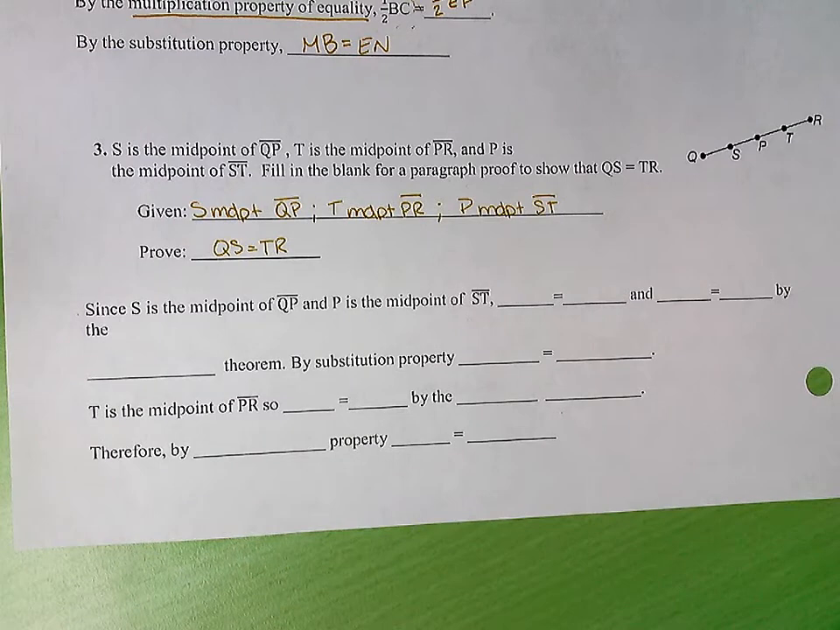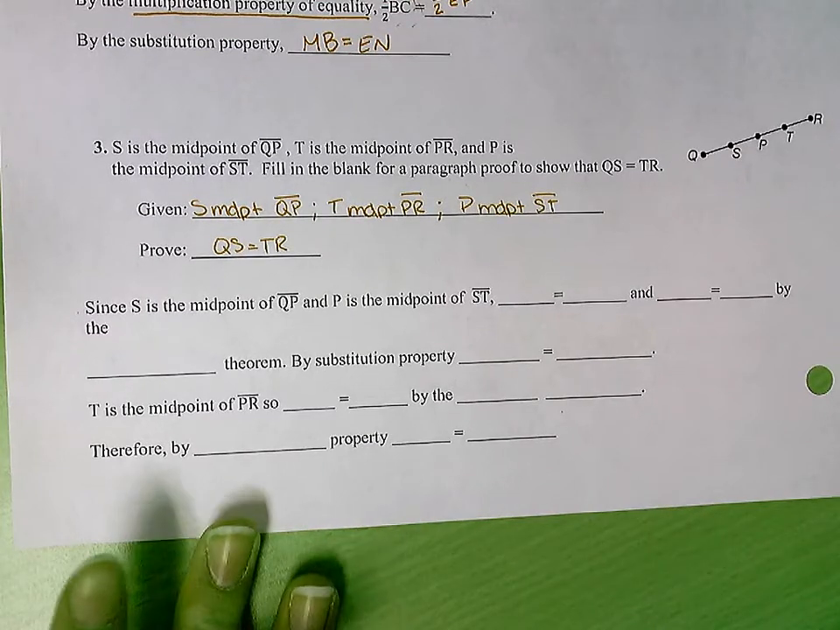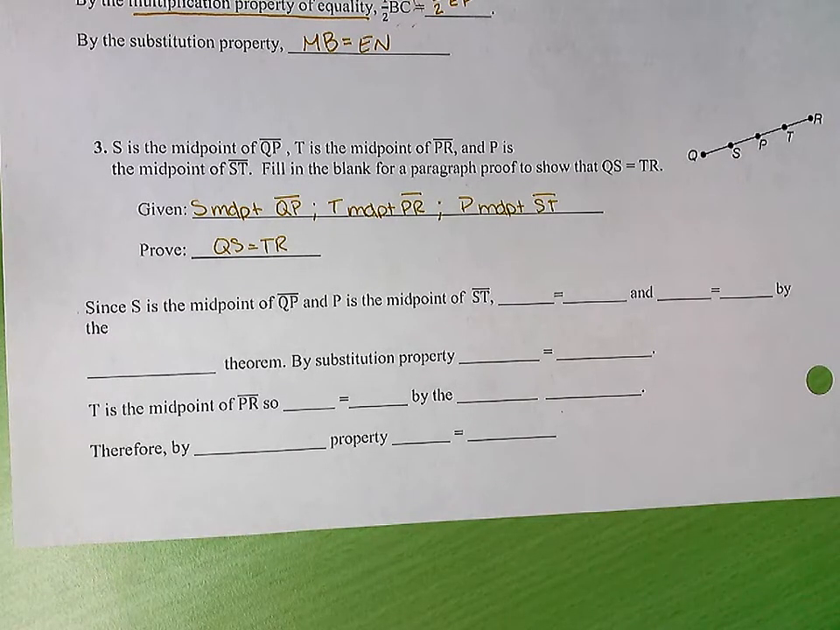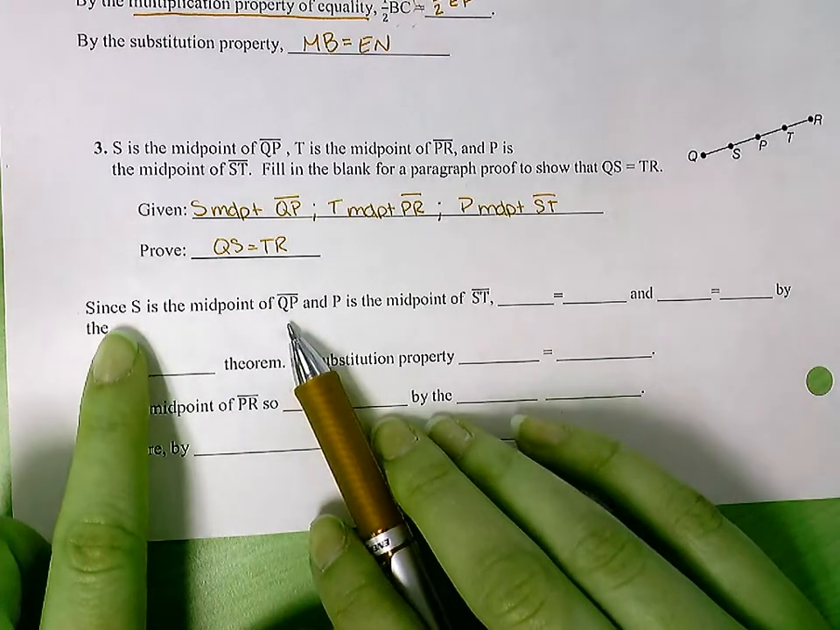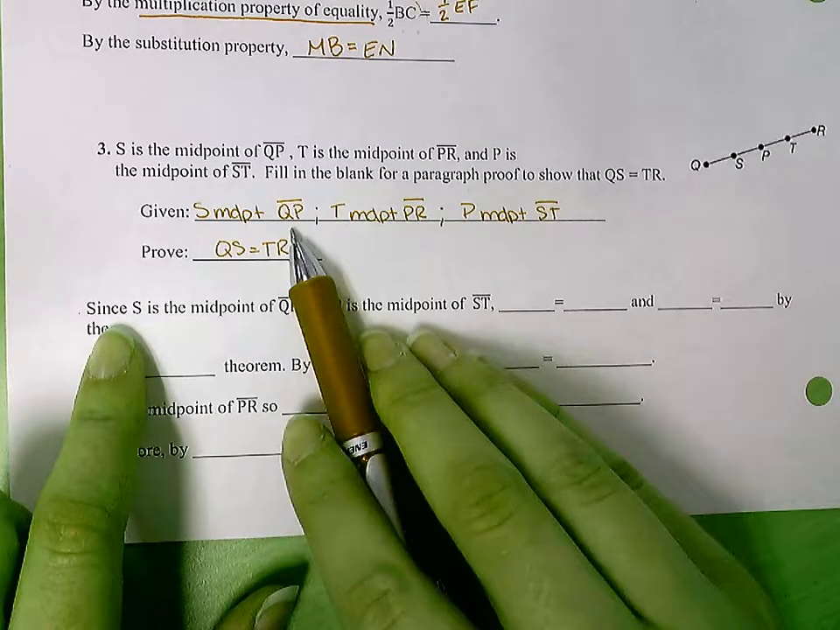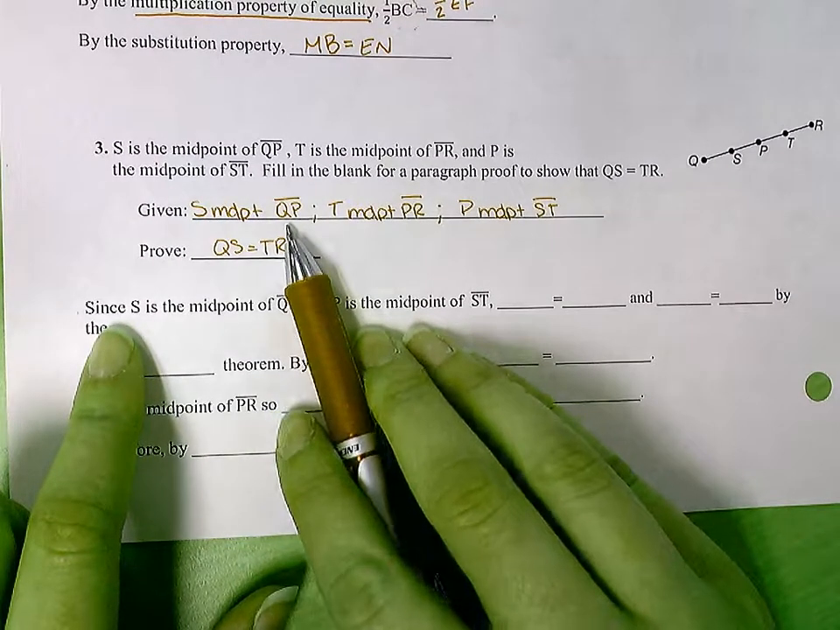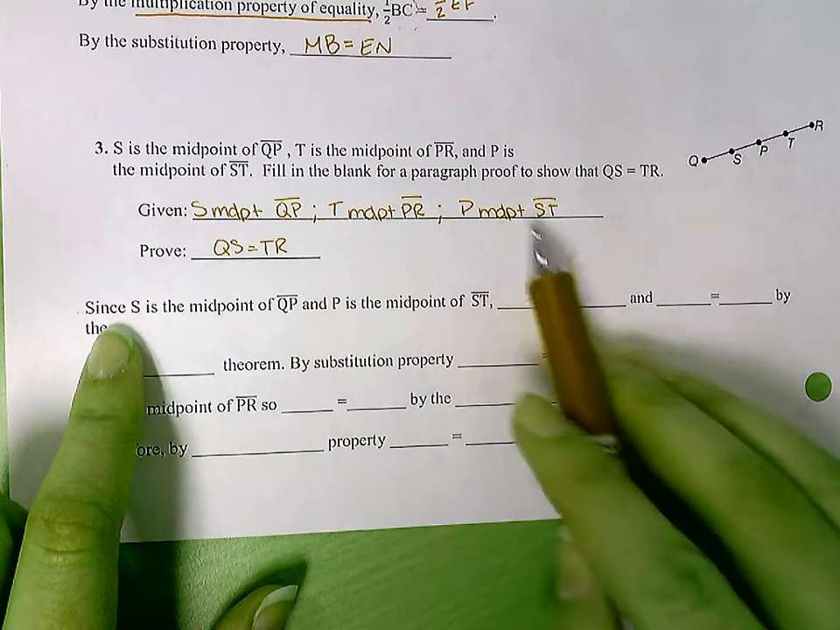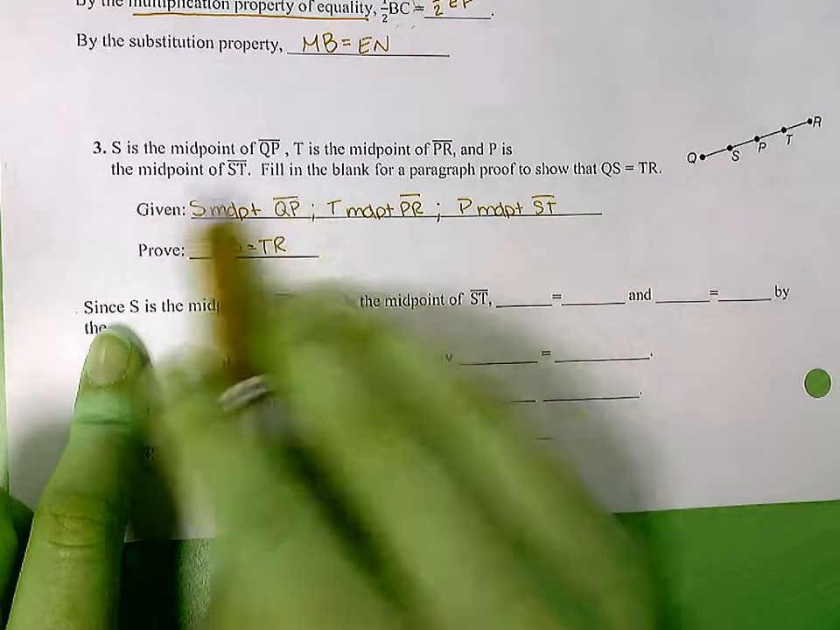Okay, so I want to give you enough time to work on your assignment. This last one right here is very similar to the two proofs you have on your assignment. So it's really similar to those, so make sure you understand how we're doing this last example. So again, first you always want to start with your given information. Since S is the midpoint of QP, that's given, and P is the midpoint of ST. So we're using these two.